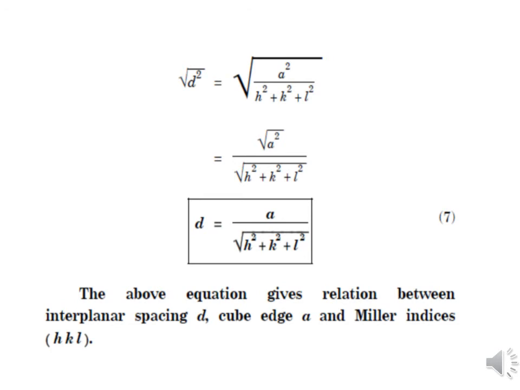We get root of d squared equal to root of a squared divided by h squared plus k squared plus l squared. That is equal to root a squared divided by root of h squared plus k squared plus l squared. So d is equal to a divided by root of h squared plus k squared plus l squared. This is equation number 7. The above equation gives the relation between the interplanar spacing d, the cubical edge a, and the Miller indices h, k, l.